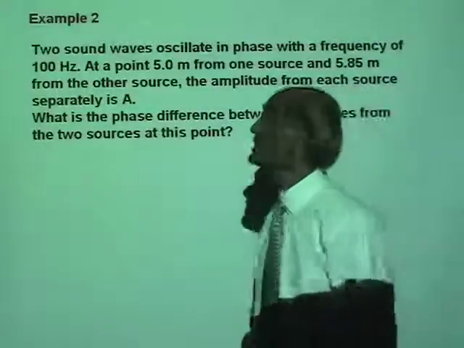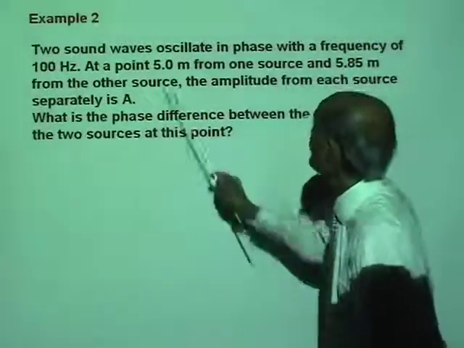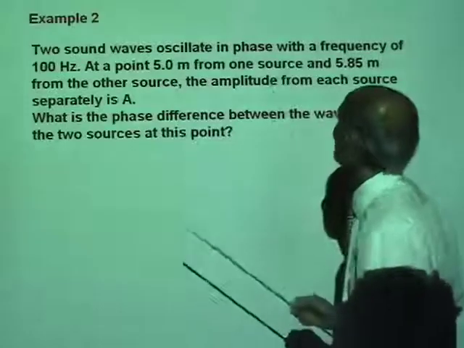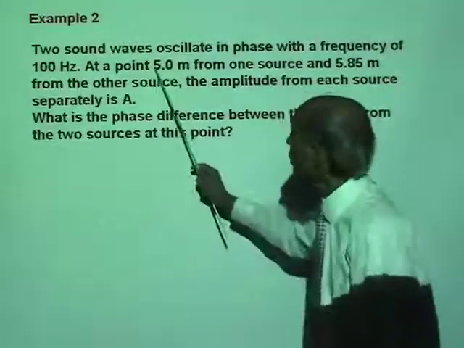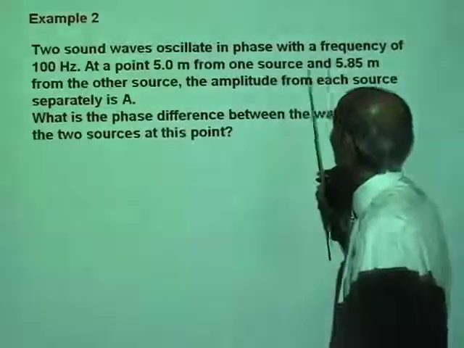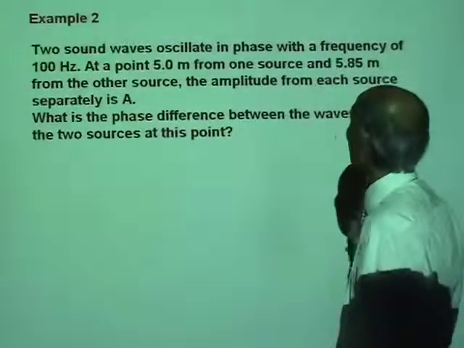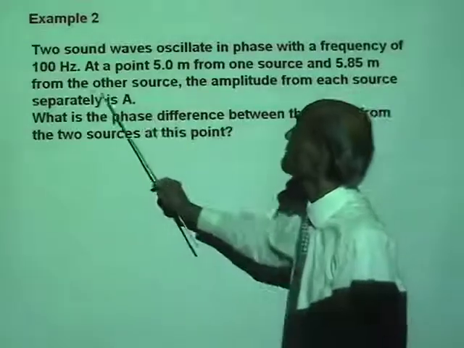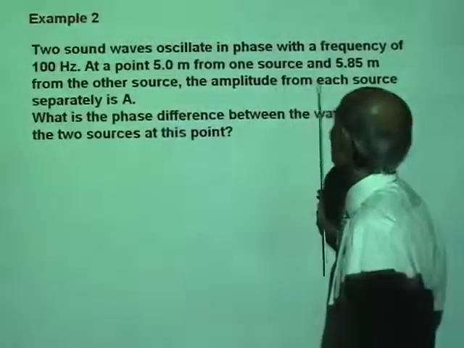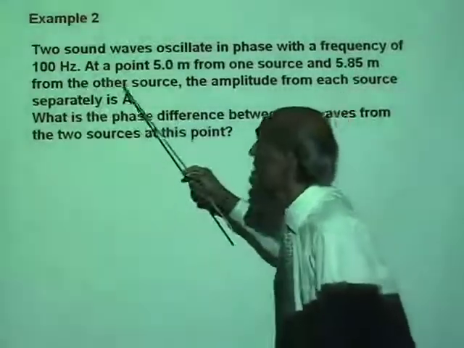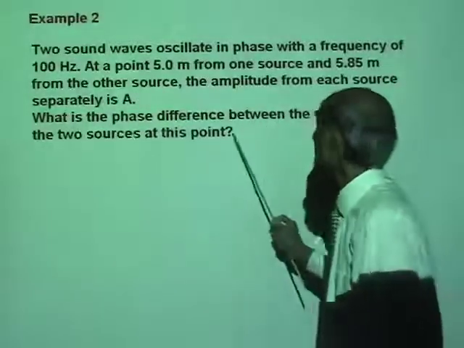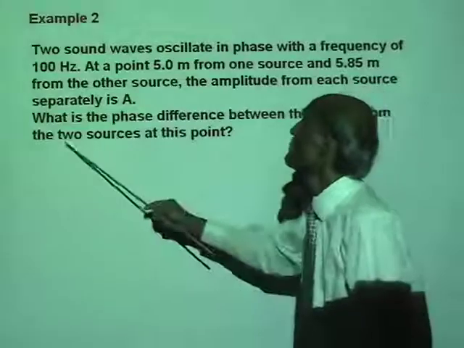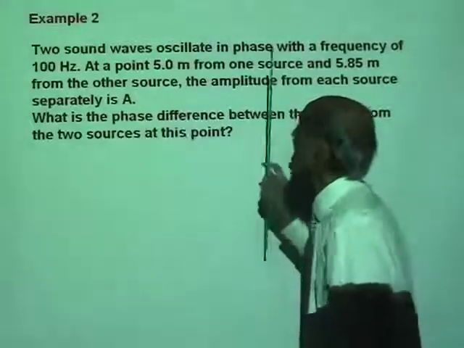Another problem. Two sound waves oscillate in phase with a frequency of 100 Hertz. At 0.5 meter from one source and 5.85 meter from the other source, the amplitude from each source separately is A. What is the phase difference between the waves from these two sources at that point?